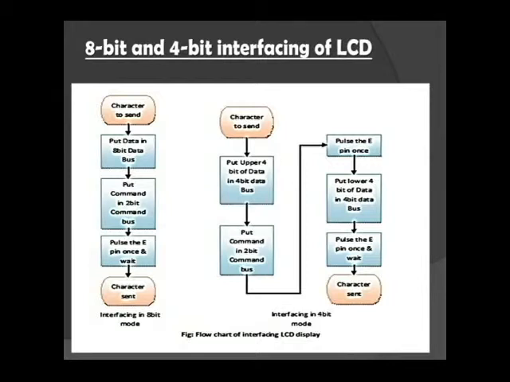To send data in 4-bit mode, first put the upper 4 bits in the 4-bit data bus connected to the 4 MSB pins of the LCD display, then put control signals in the control bus. Then pulse the E pin once. Next, put the lower 4 bits in the data bus and pulse the E pin again. Here is a flowchart simply describing the same.